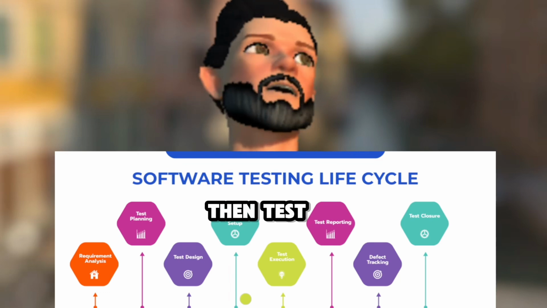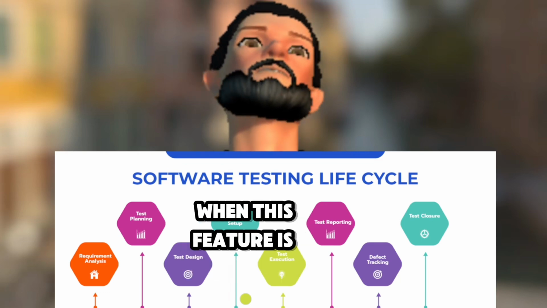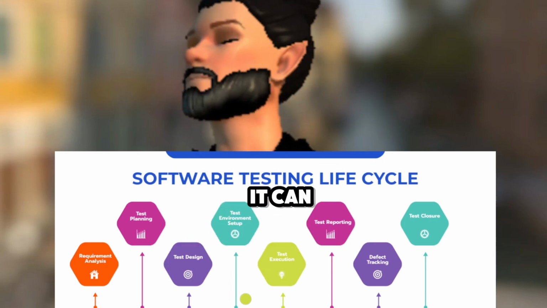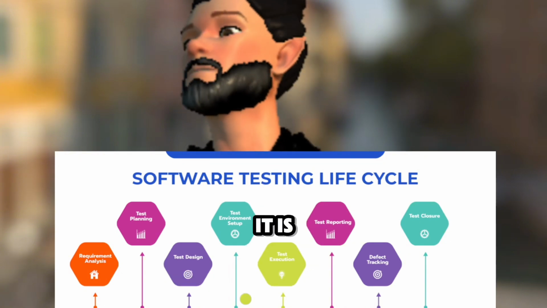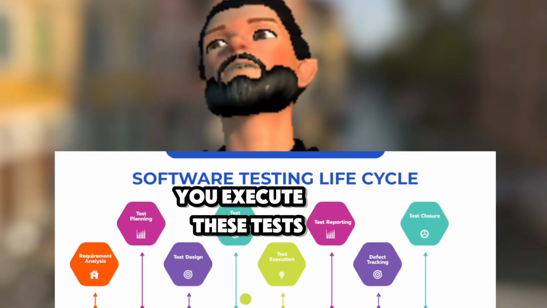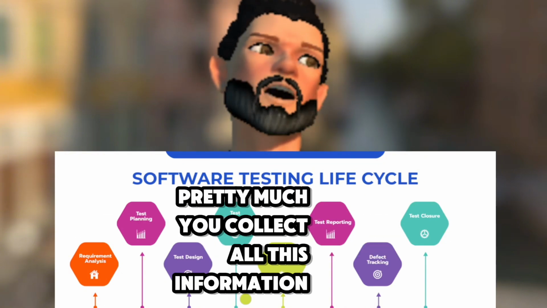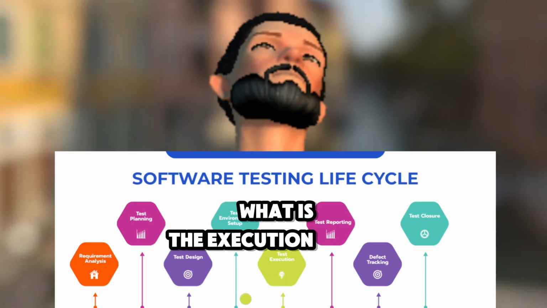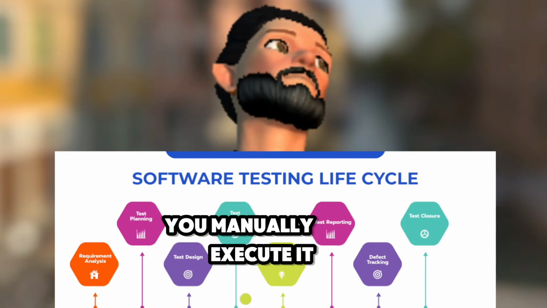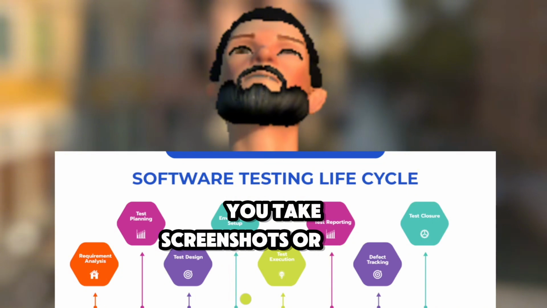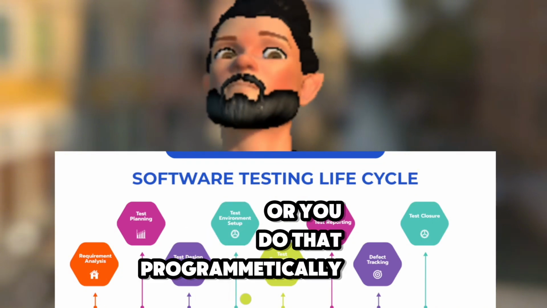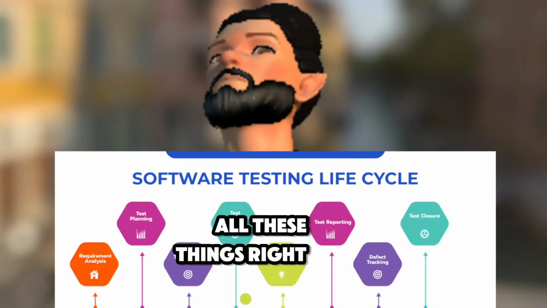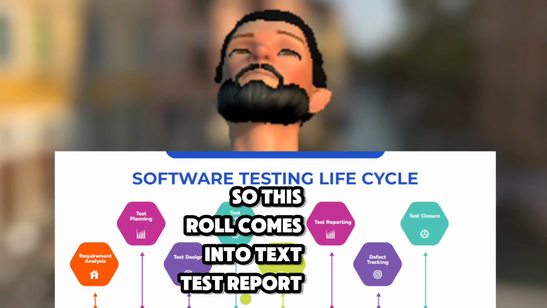Then test execution is pretty much when this feature is available in your testing environment. It can be QA, it can be staging. When it is available, you execute these tests. Then test report. Pretty much you collect all this information. What is the execution output? You manually execute it and you collect this information. You take screenshots or whatever, or you do that programmatically. All these things come into test reporting.